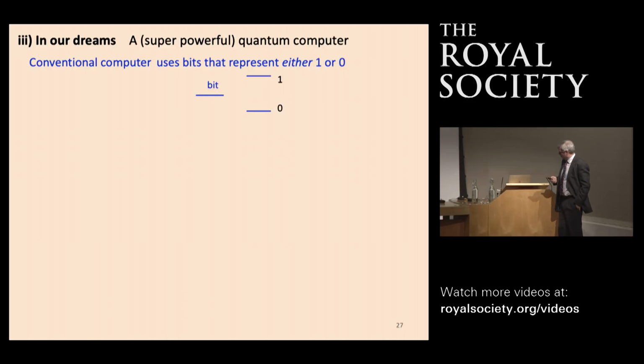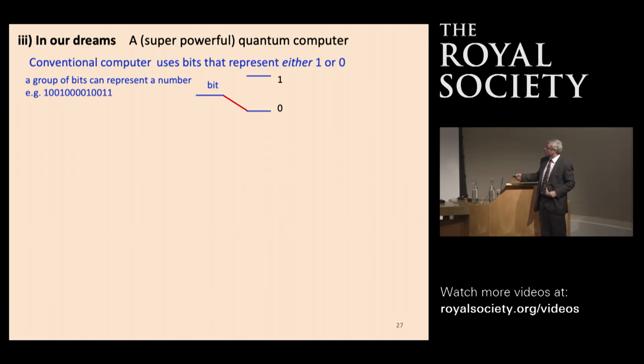So let me tell you what the general idea is. In a conventional computer, you have bits of information which can be set to be either 1, like that, or 0. So the bit is essentially like a switch, and it can either sit this way or this way. And that way it will represent a 1 or a 0. So if I have a group of bits, I can represent a number, for example, the number 1001000100011. And if I flip the switches differently, I can represent a different number. But I can only represent one number at a time.